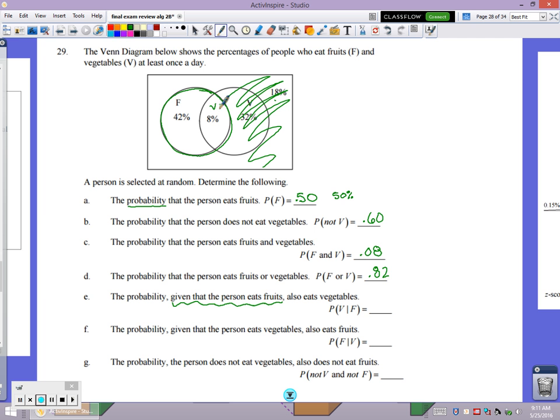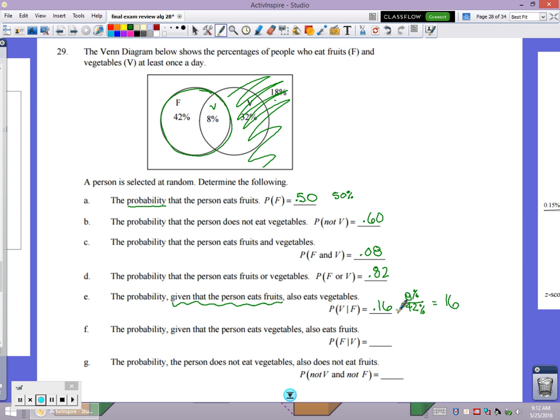So this, right, is our vegetable area. So what's the probability out of all these people that they eat vegetables as well? So we're going to say 8 over 42. 8% over 42%. Which gives you 16% or 0.16 would be the probability.